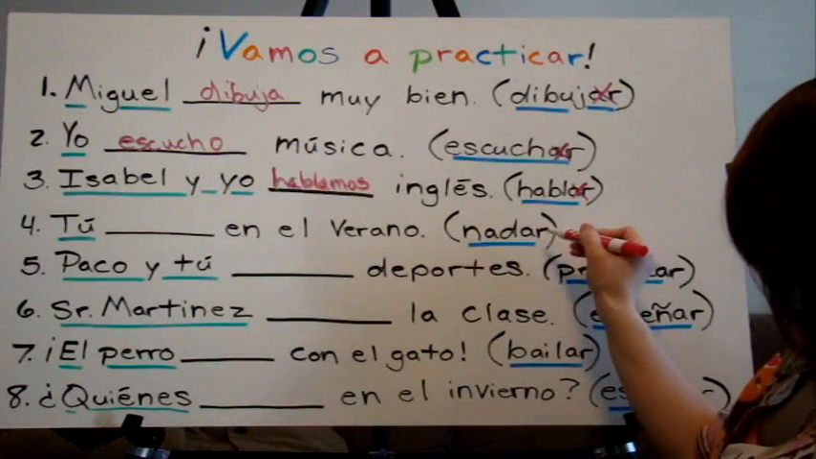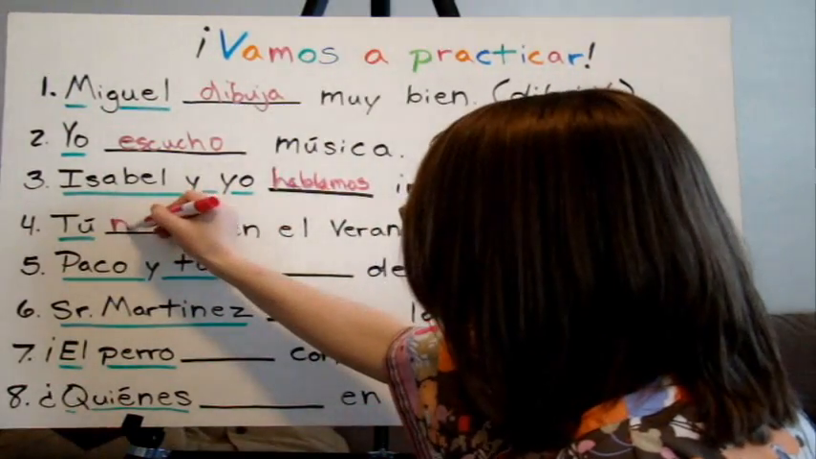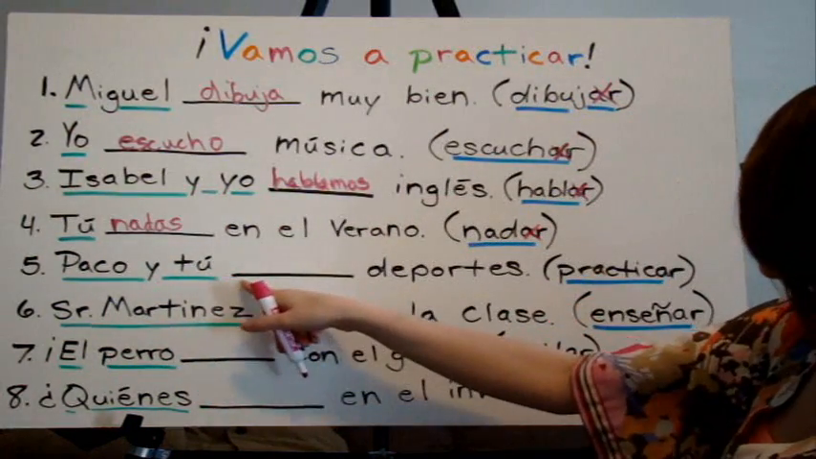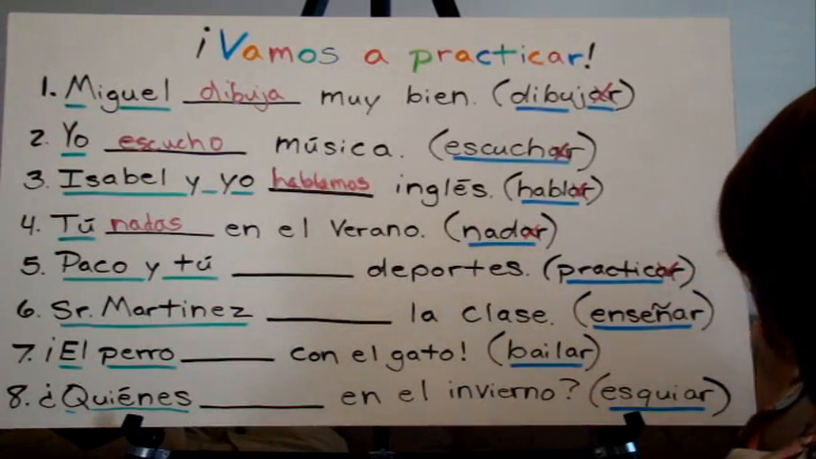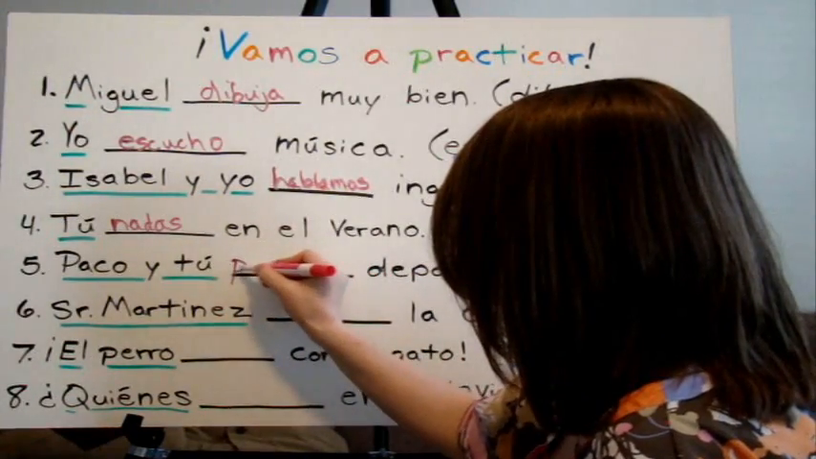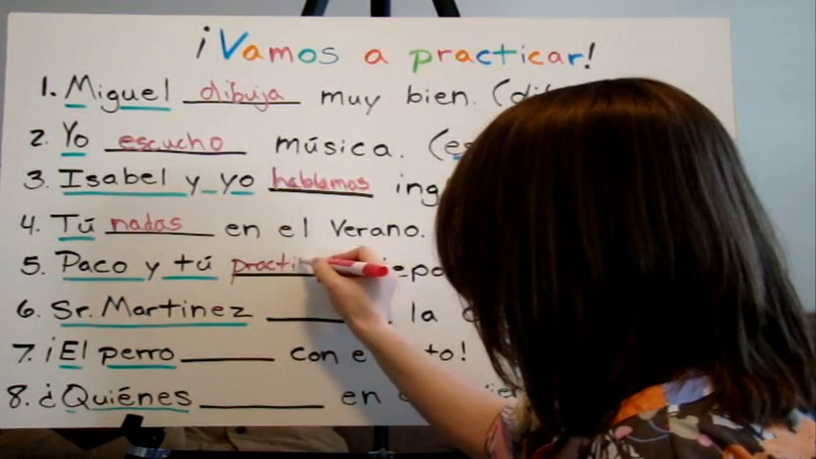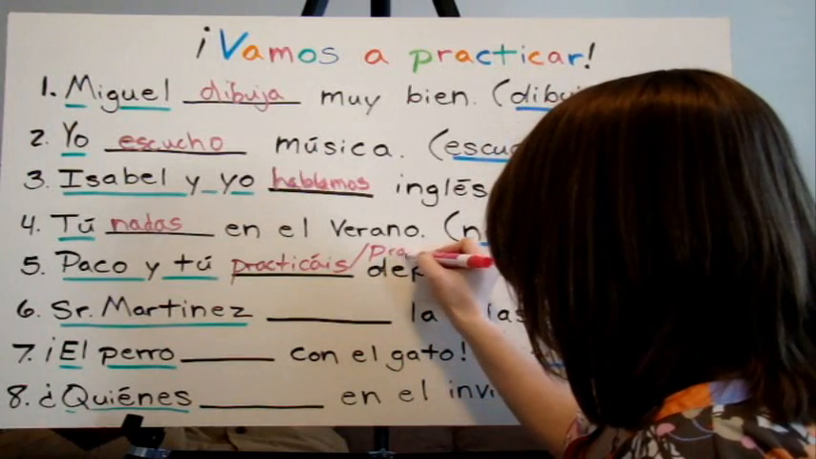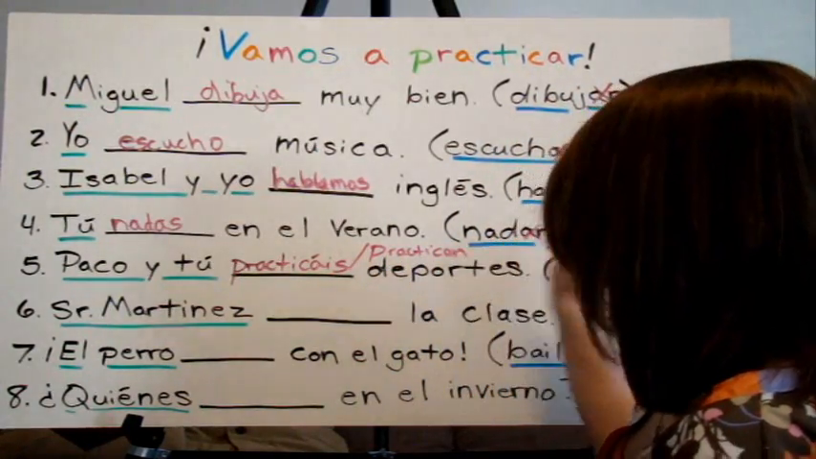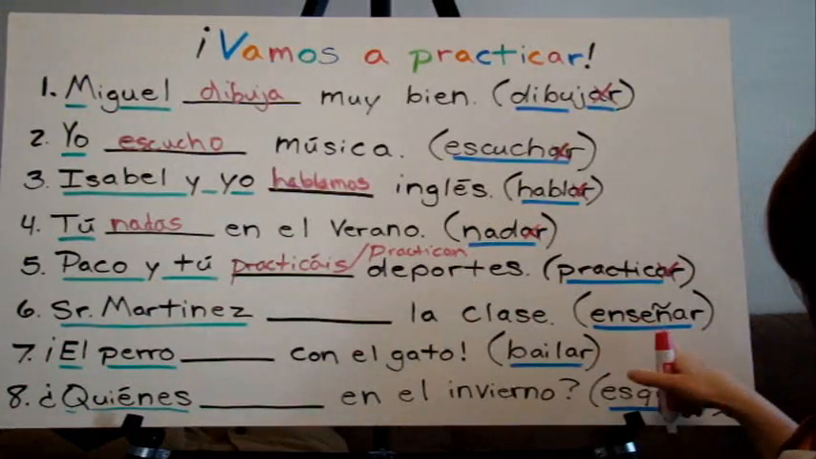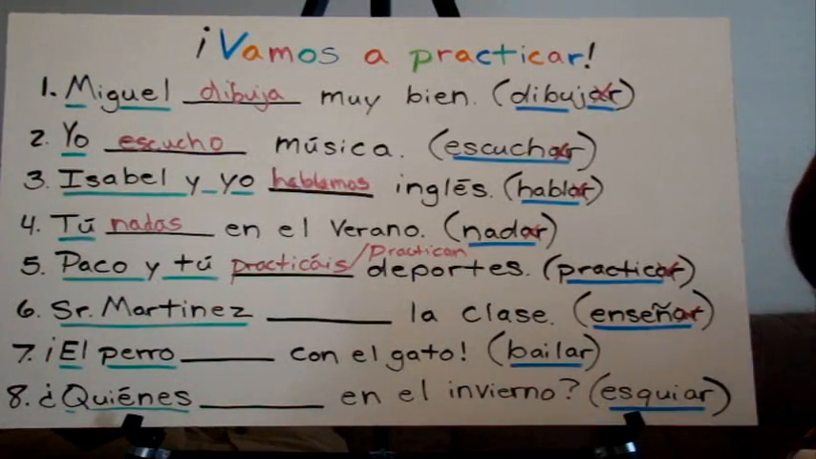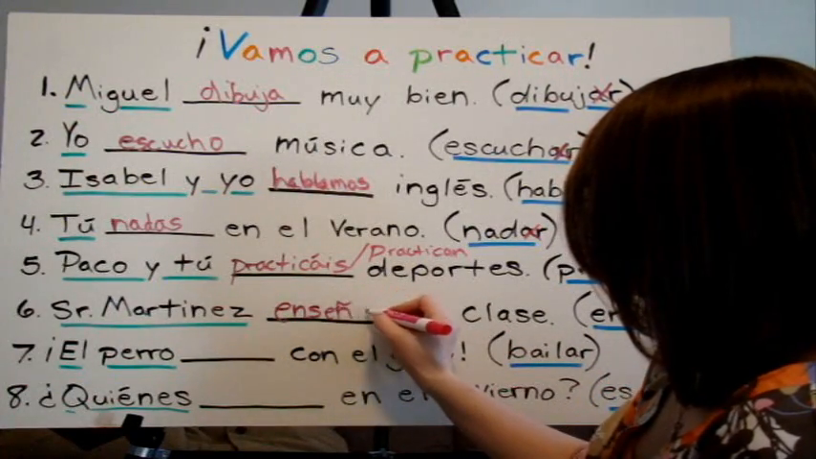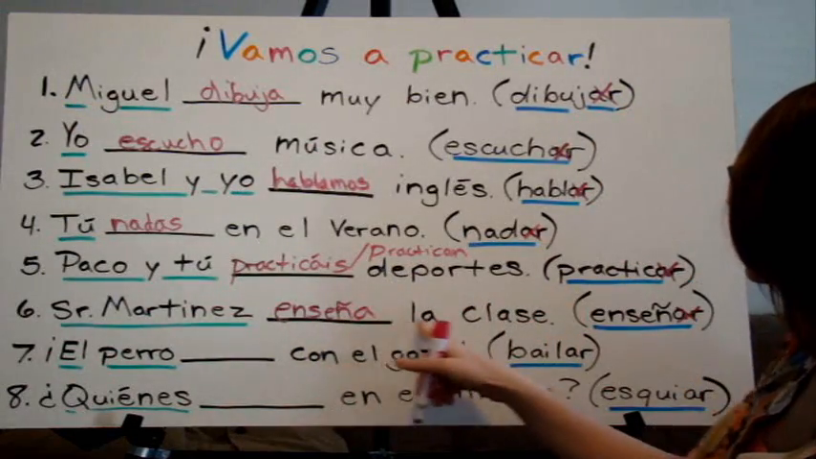Tú, nadar, which would be nadas. Paco y tú, practicar. You have two possibilities here. Practicáis or practican. Señor Martínez, enseñar. Take off the AR. Enseña. Señor Martínez, enseña la clase.